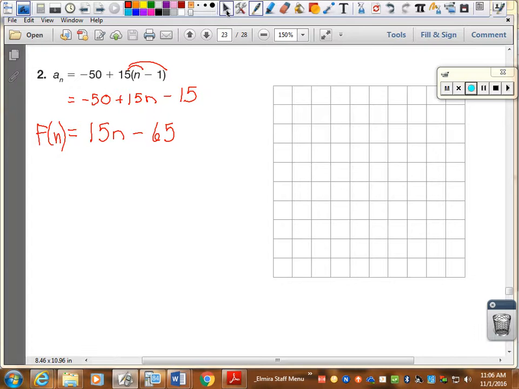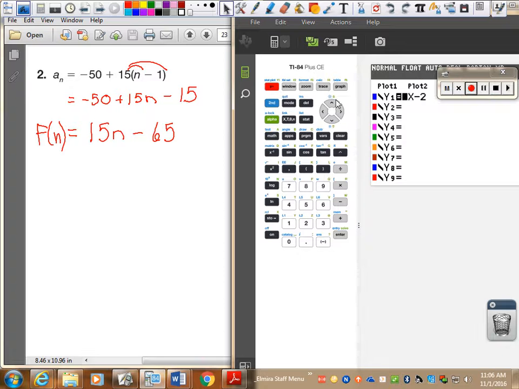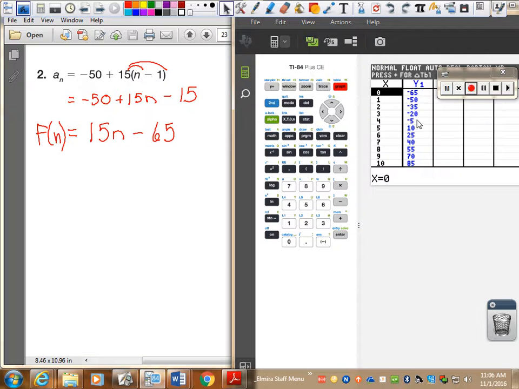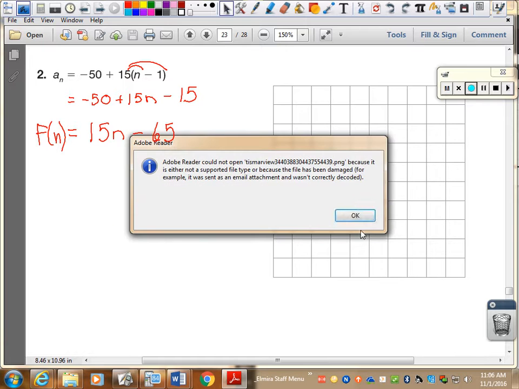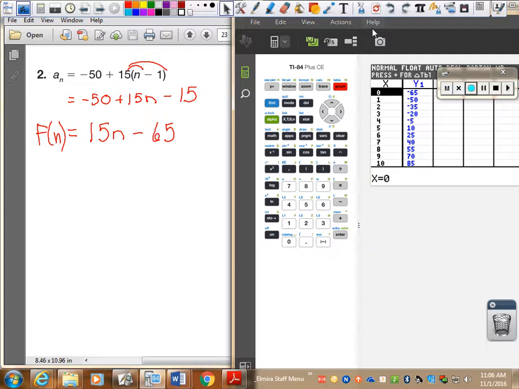Let's go to your calculator for a second. Go to your y equals. Clear it. Okay. 15x minus 65. Second table. Oh, it won't let me do it. Okay. Because I'm not an active inspire technically.